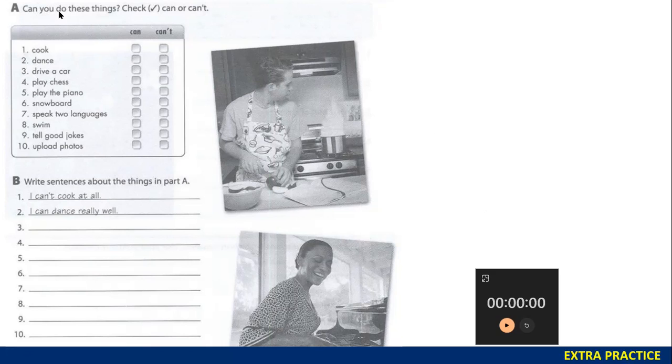Can you do these things? Check. Can or can't, right? And this is for you, okay? This is for you, if you can do it. It says write sentences about the things in part 8.